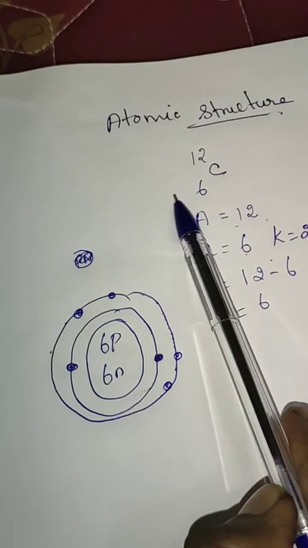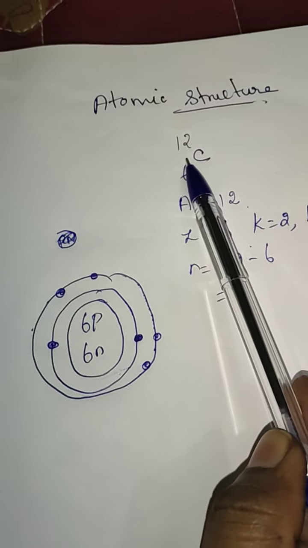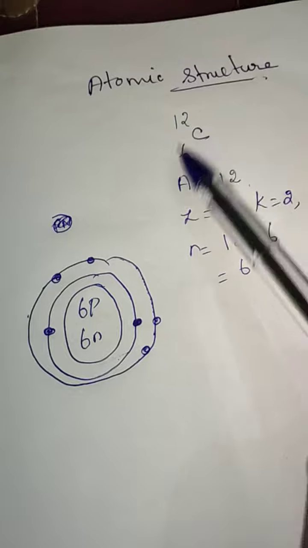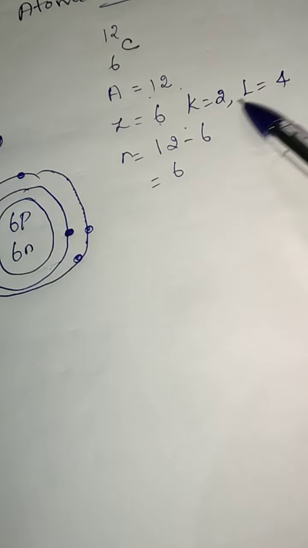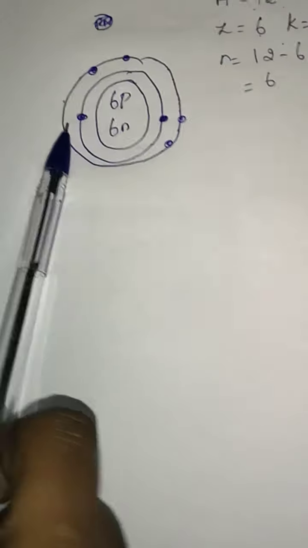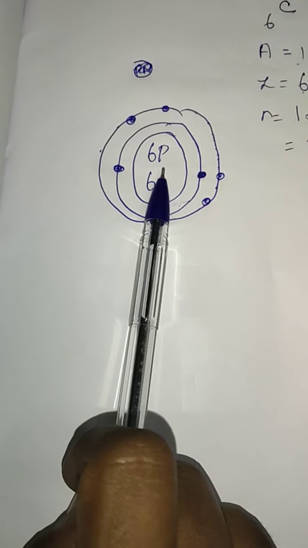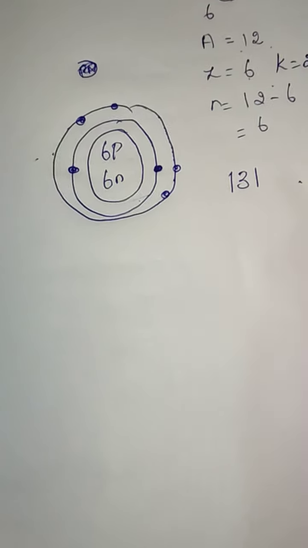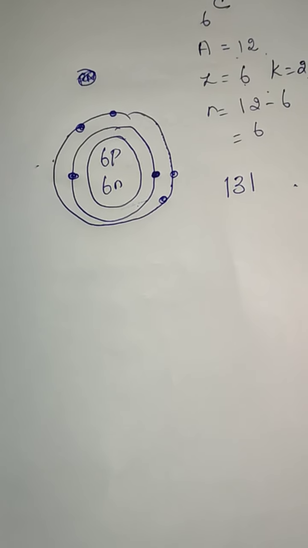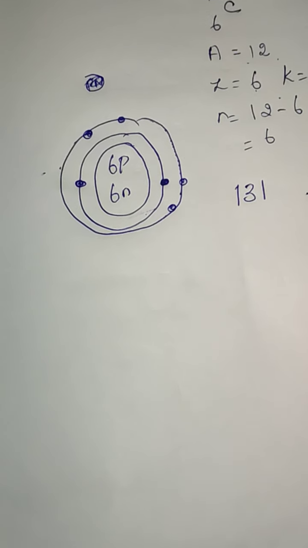Draw the atomic structure for carbon. Draw the atomic structure for oxygen. Like this, if they give the mass number and atomic number, you should find the remaining and write the electronic configuration. Then you have to draw the atomic structure. In the book, page number 131, many examples are given. You have to draw and learn those.